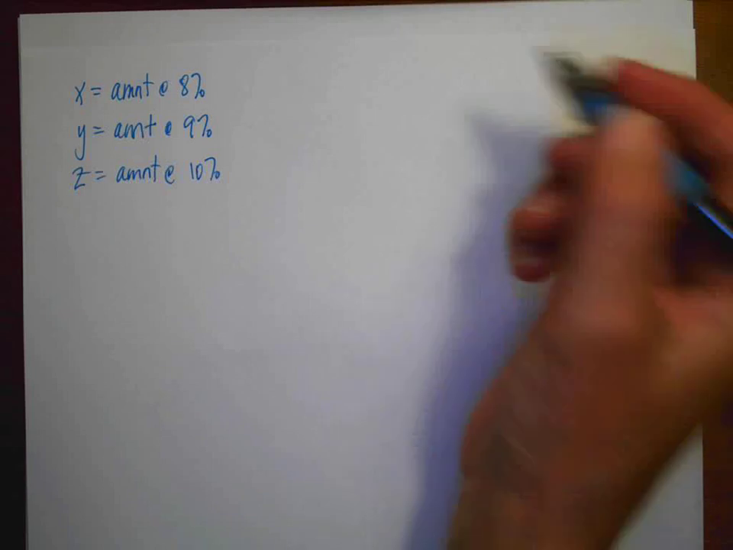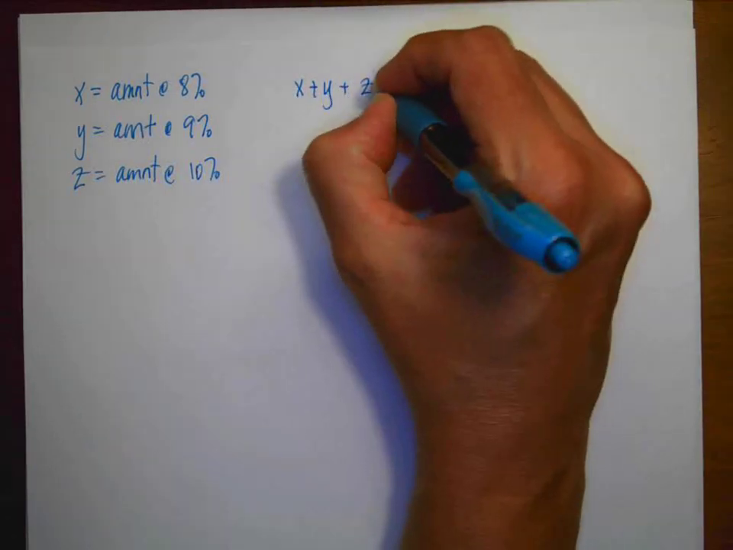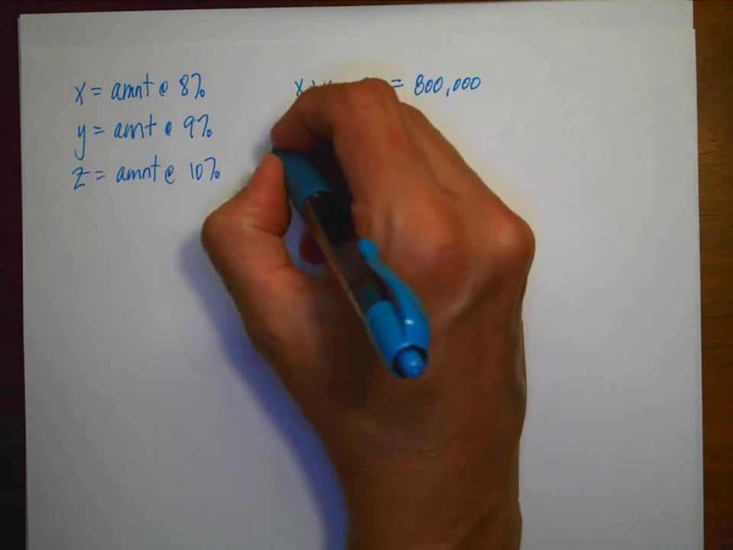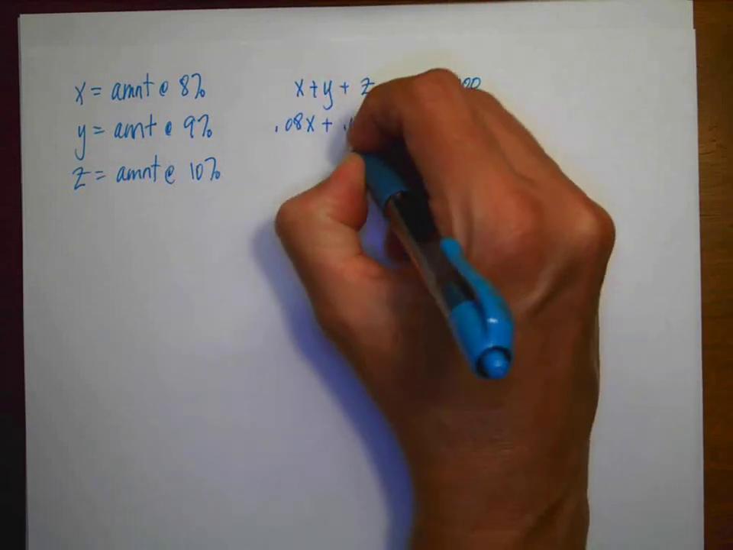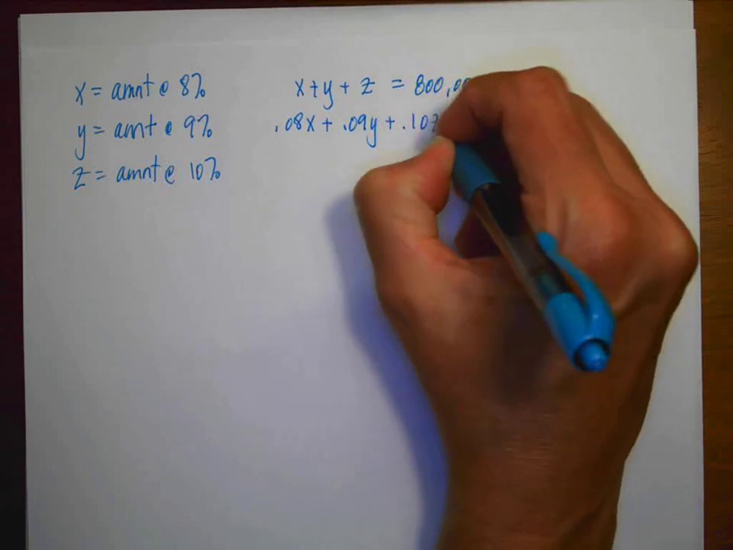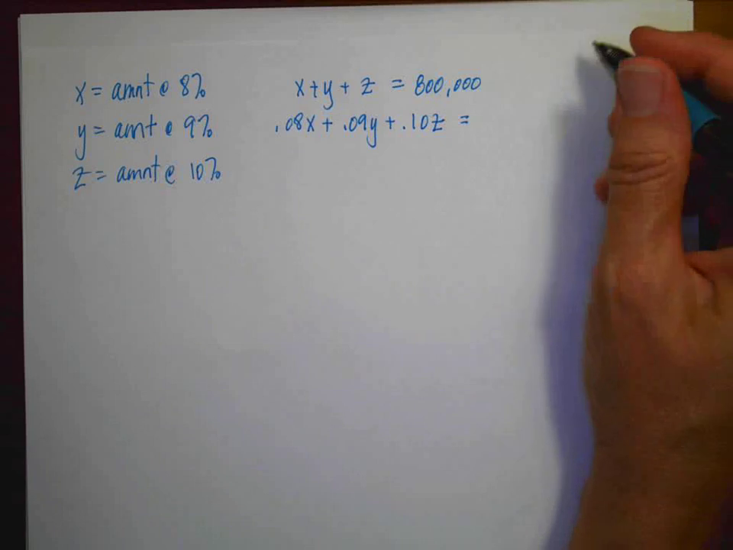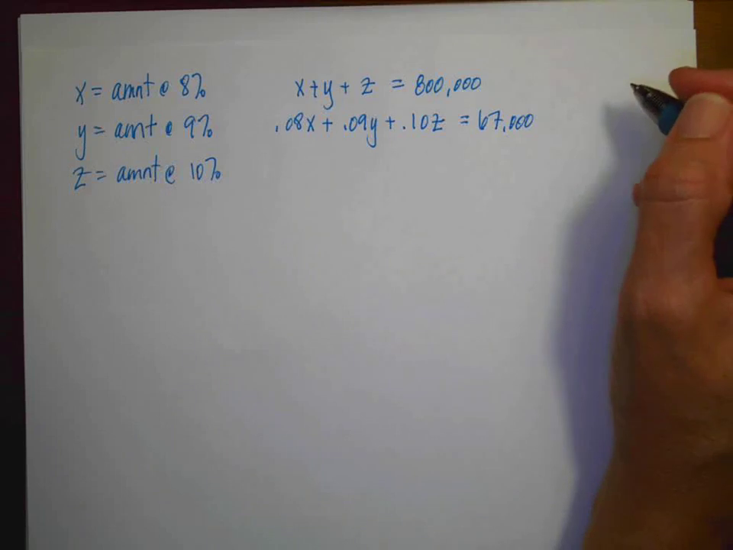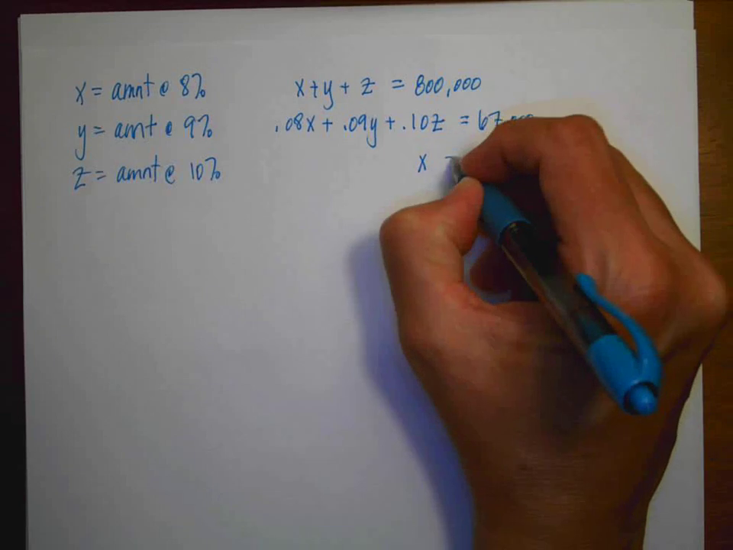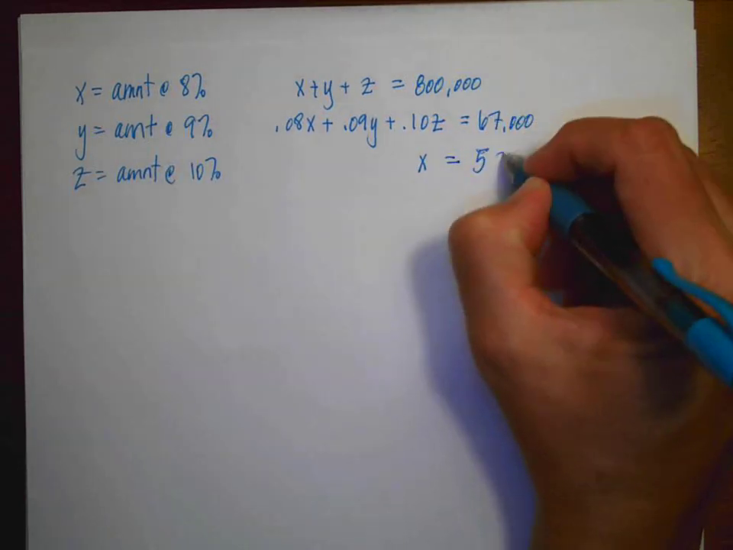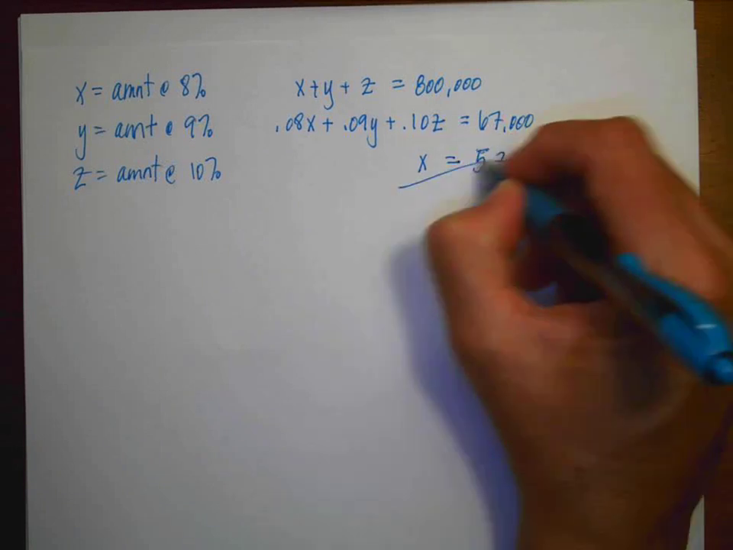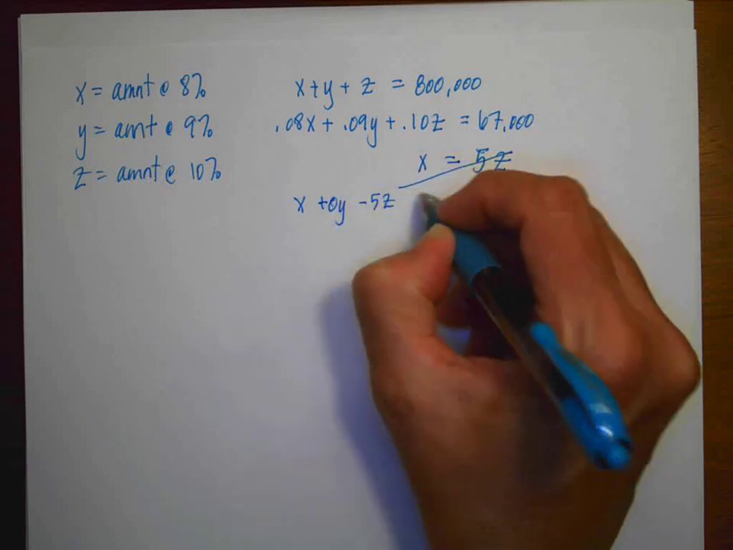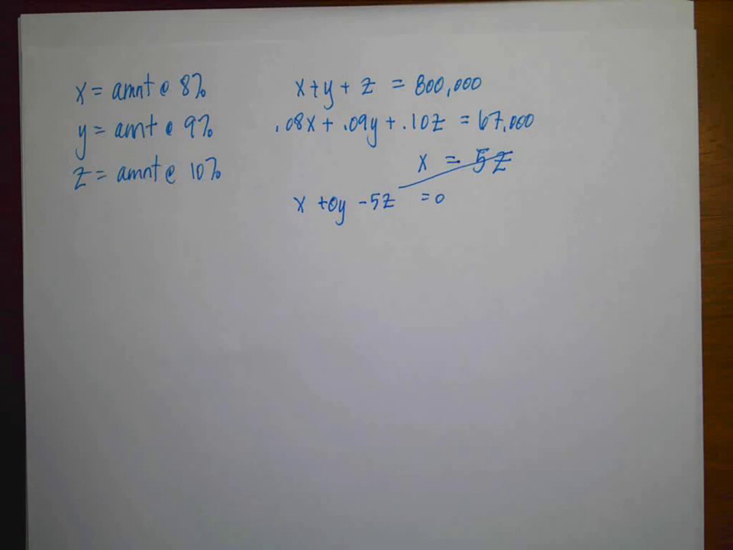So it said in the first sentence that I'm going to borrow $800,000. So the amount of money invested at each rate is going to equal the $800,000. And then I have my interest, so 0.08x plus 0.09y plus 0.10z is going to equal, and it tells me that the interest owed was $67,000. And then it tells me that the amount borrowed at 8%, which is x, is equal to 5 times the amount borrowed at 10%. And again, I'm going to rewrite this equation as x plus 0y minus 5z is equal to 0. Alrighty?